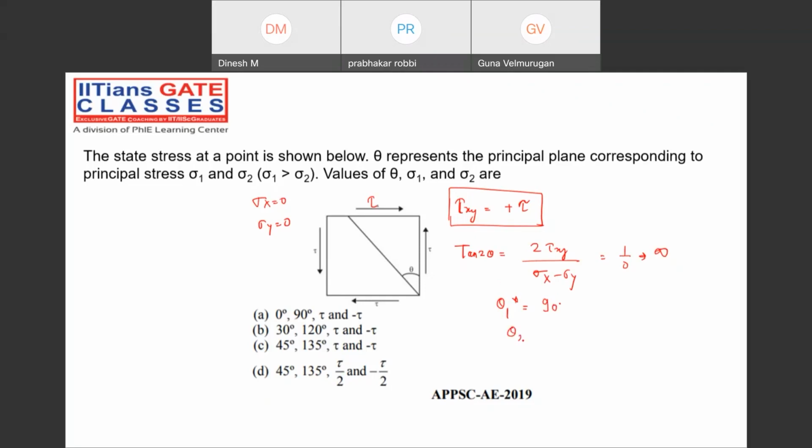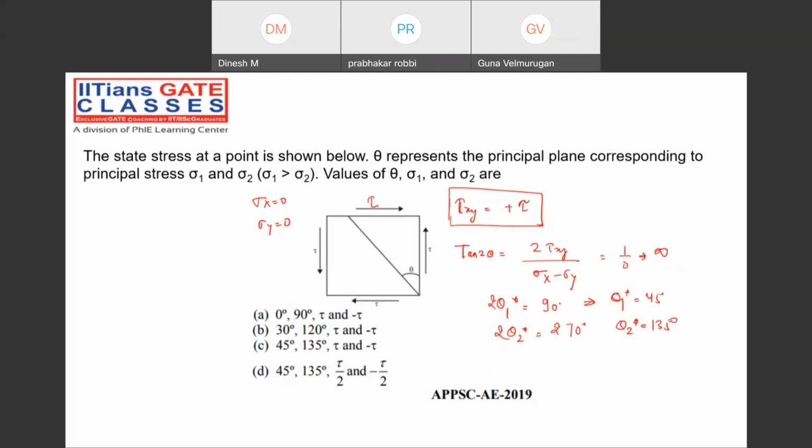What will be theta 2 star? 2 theta 1 star is 90 degree, and 2 theta 2 star is 180 plus 90, that is 270 degree. What are the two values where tan 2 theta can be positive? 90 and 180 plus 90, that is 270 degree. So theta 1 star will be 45 degree, and theta 2 star will be 135 degree. Check it out, guys.